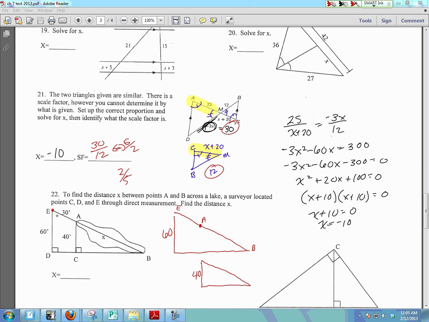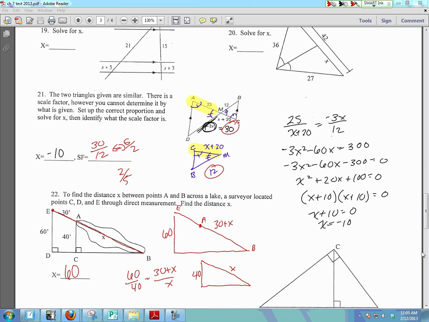If I travel down from E to B, I go 30 feet and then X feet. So that total should be 30 plus X. And this here with the 40 is going to be X in that triangle. Okay. So now I can say 60 compares to 40. That's 30 plus X compares to X. Cross multiply, you end up getting X to be 60.